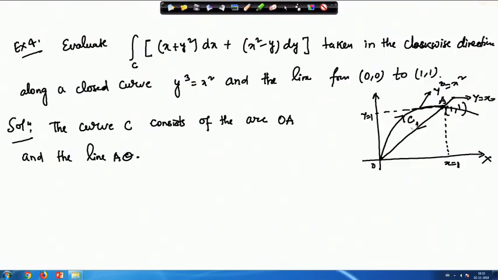So we can draw the figure. The line from 0 0 to 1 1 is a straight line passing through the origin. This is our line, and the curve is given in this fashion, and they intersect at the point 1 1. If we substitute y equals x here, it will be x cube minus x square, so we calculate the points of intersection as 0 and 1. When x is 0 then y is 0, and when x is 1 then y is 1. These are the 2 points where they intersect.